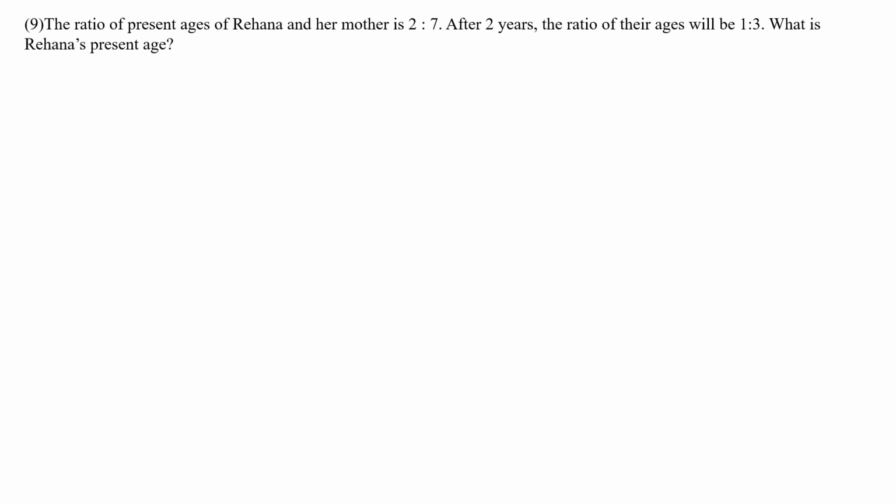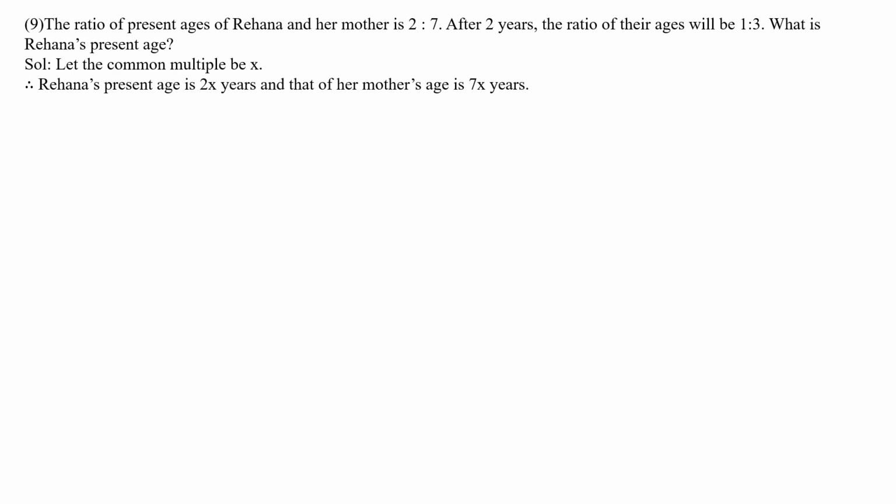So it is given in ratio. So let the common multiple be x. Therefore, Rehana's age will become 2x and her mother's age will be 7x. So you'll write down, therefore, Rehana's present age is 2x years and that of her mother is 7x years. Now students, you can see the condition is given: after 2 years, the ratio of their ages will be 1:3.